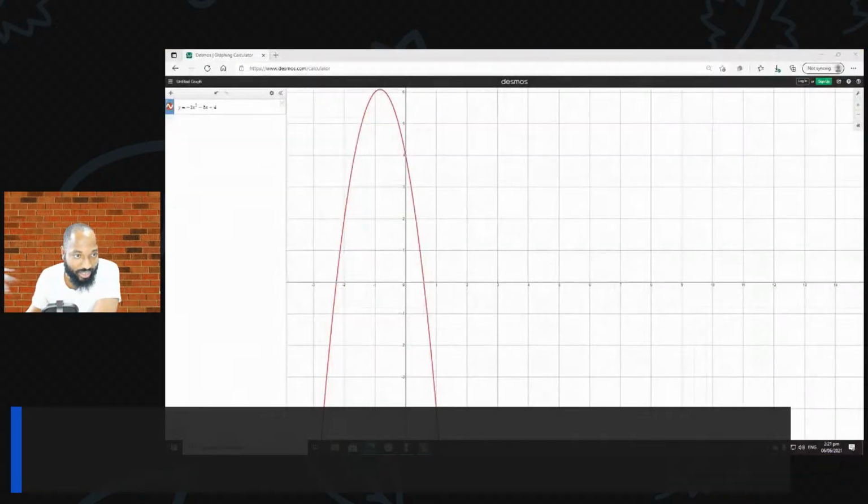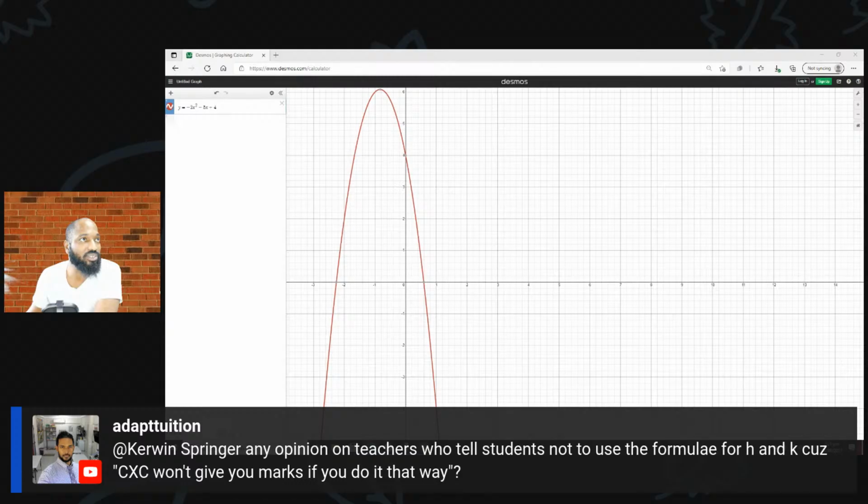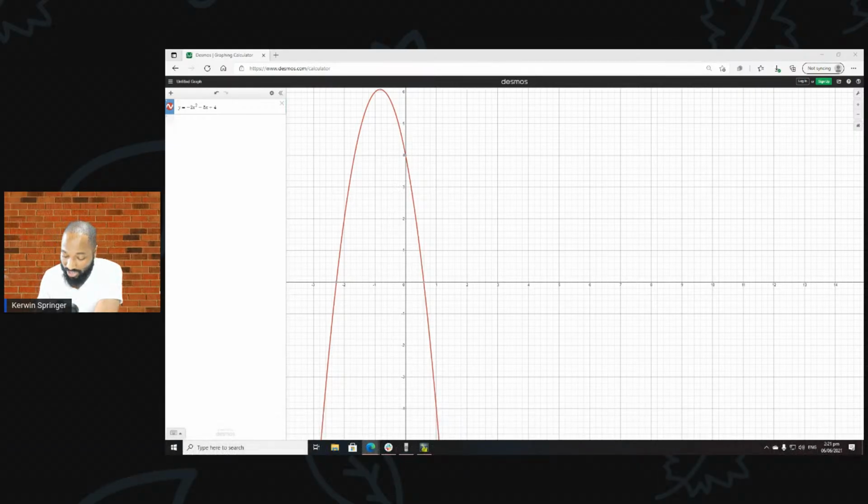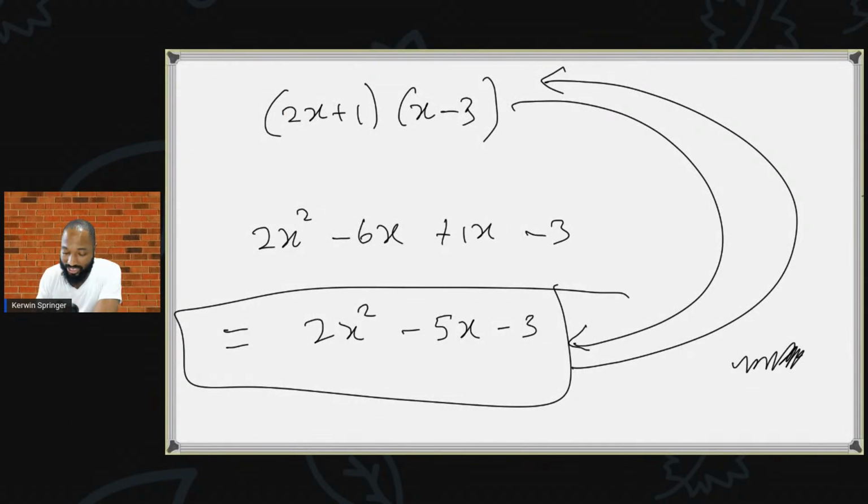Kerwin Springer, any opinion on teachers who tell students not to use the formula for H and K because CXC won't give you the marks if you do it that way? I'm going to answer that question soon. You will get to understand what the question he's asking there soon, right?